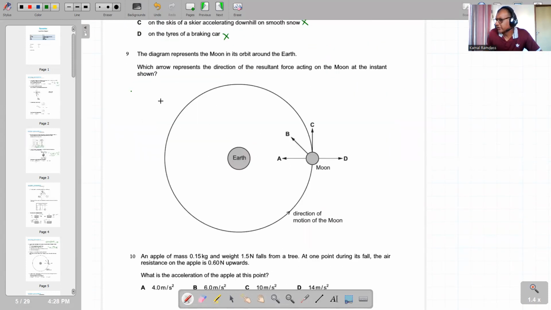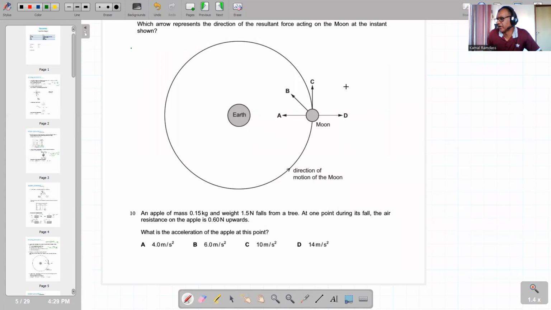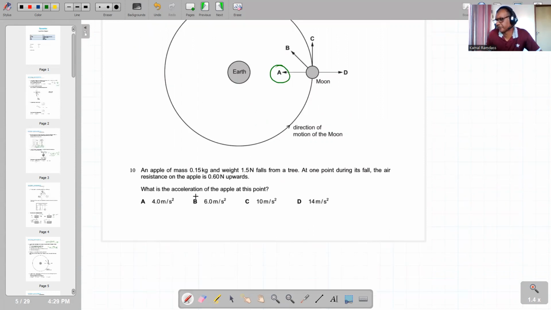The diagram shows the moon in its orbit around the earth. Which arrow represents the direction of the resultant force acting on the moon at the instant shown? Resultant force, the centripetal force, also provided by the gravitational force.